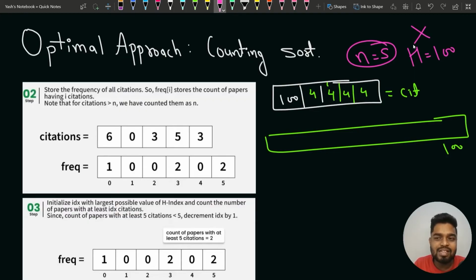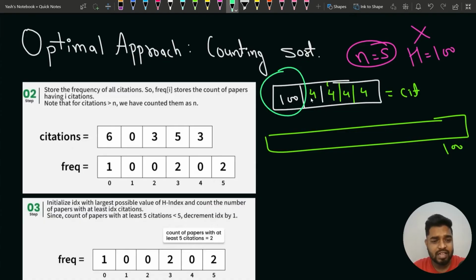You only need to declare the frequency array of n size, because in the best case, let's say the citation array has 5 size, so there can be 5 papers which have been cited 5 or more times. So in the best case for any given array, the highest value of h can be the size of the array itself, not more than that. Because if you hypothetically give me an element 100 and ask me to declare the h value as 100, that is not possible. If you are giving me the size of the array as 5 and one of the values as 100, this doesn't mean there can be 100 papers that have been cited 100 or more times. So that is not true.